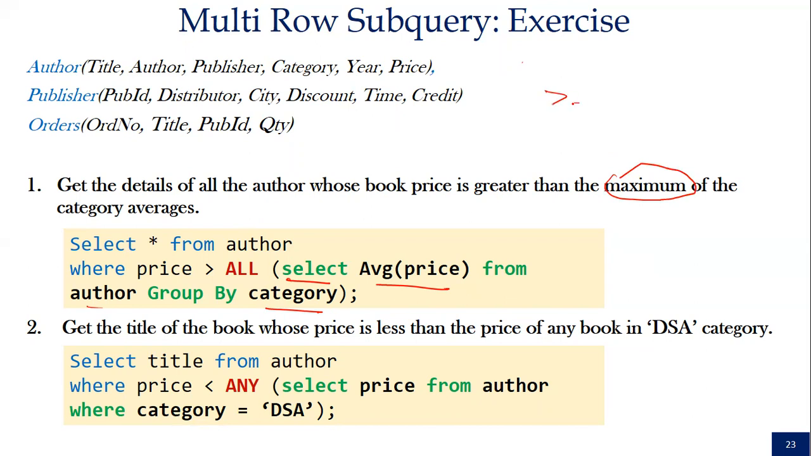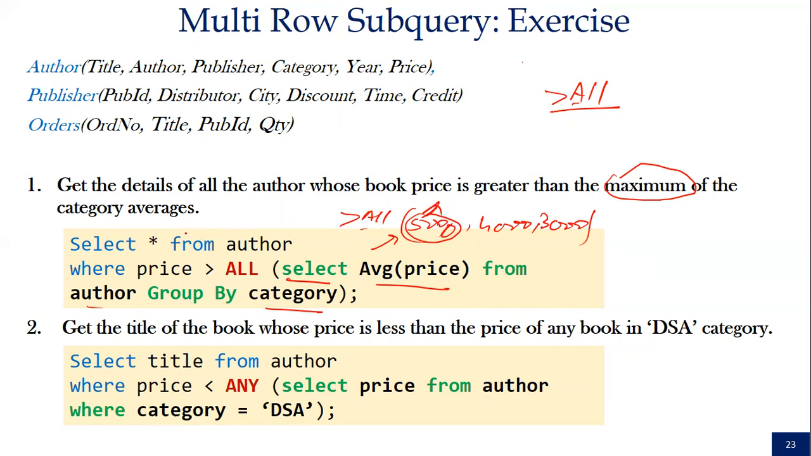So how can we write greater than all? What is the meaning of greater than all? Greater than the maximum value. All the average prices will be there, like 5,000, 500, 4,000, 3,000. So it should be greater than all, which means it should be greater than the maximum. Is that okay?